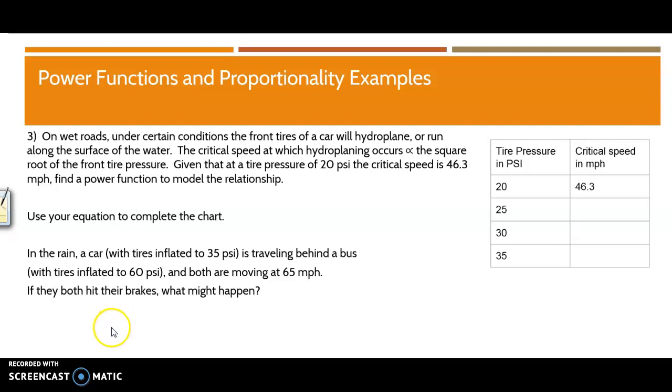Hello, we are talking about power functions and proportionality examples. When we think of power functions, we have the equation y equals c times x to the k power. The k power is a known exponent, and the c value is a positive constant.